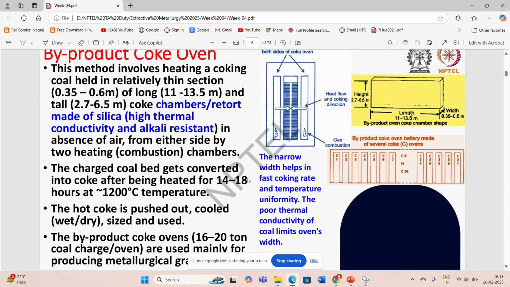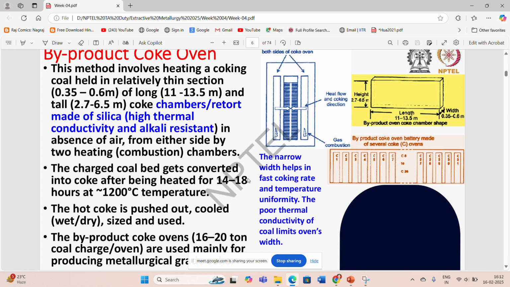If we talk about the dimensions of the byproduct coke oven, this method involves heating coking coal held in a relatively thin section, around 0.35 to 0.6 meter thick, 11 to 13.5 meter long, and 2.7 to 6.5 meter high. These are called coke chambers or retorts, made of silica, which has very high thermal conductivity and alkali resistance. In the absence of air, we are not providing any air during the heating operation, which is done from either side by two heating chambers.